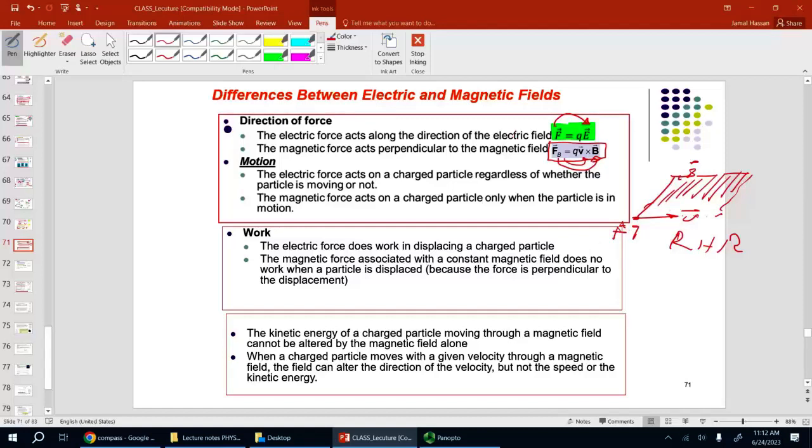The second thing we discussed is motion. The electric field doesn't care if the charge is in motion or not. The electric field always exists. But in magnetism, the charge has to be in motion in order to create a magnetic field.